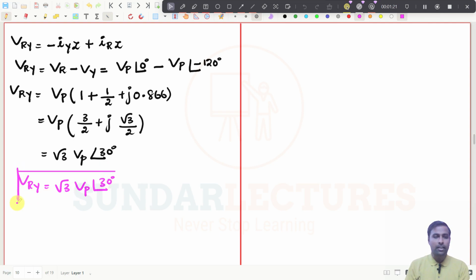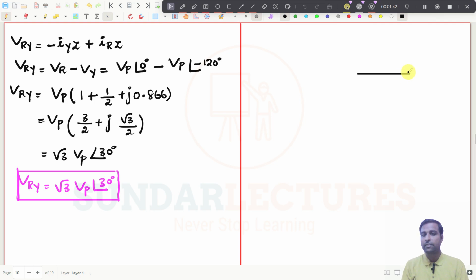Try to understand these kind of things very clearly, because in so many books they would have given you line voltages are root 3 times phase voltages, but they never give you this 30 degree. That is very important, right? So how it will come now? Maybe if I will draw the diagram here itself.